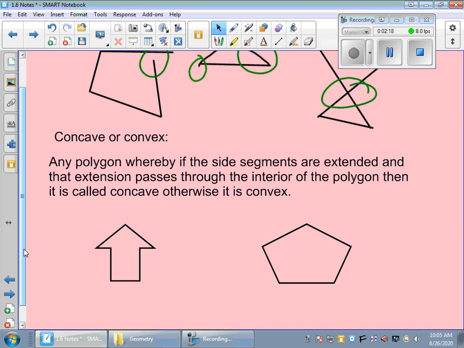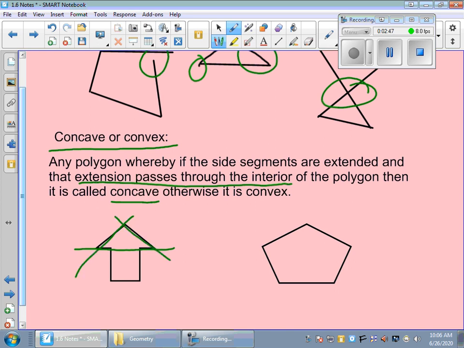Next concept we want to talk about is whether something is concave or convex. So I'll read this. Any polygon whereby if the side segments are extended and that extension passes through the interior, then that is called concave. So again, people don't like to go inside the cave. So if I extend here, that goes inside the cave. So if you extend any of the lines and it passes through the inside, I know this does not, this does, that goes inside, so in the cave.